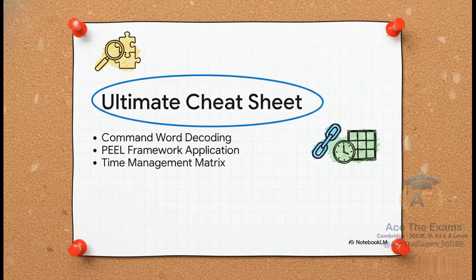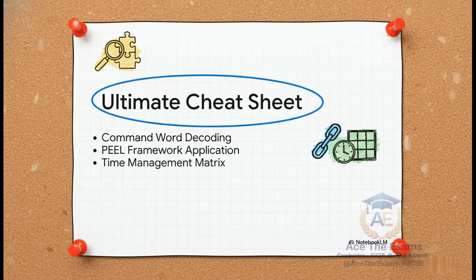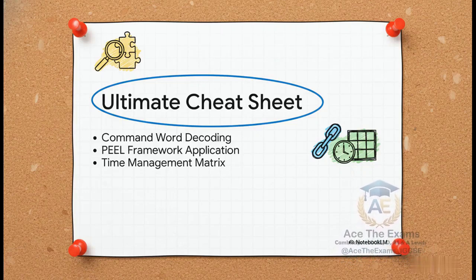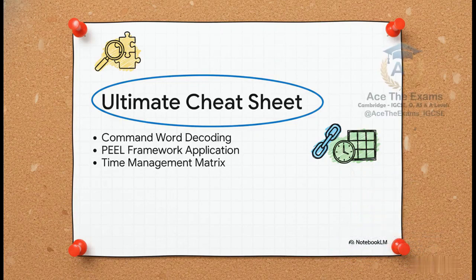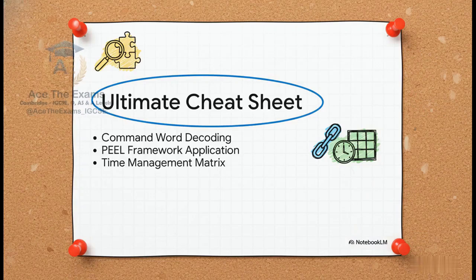Rule 1, command word decoding. Never, ever start writing your answer until you know for a fact if you are being asked to state, describe, analyze, or evaluate. Rule 2, PEL framework application. Structure your thoughts. Point, evidence, explanation, link. Never leave your examiner guessing where your logical train is heading. Rule 3, time management matrix. Strictly allocate your time based on the marks available, and always leave yourself enough time to execute that 5-step procedural framework for complex trace tables.